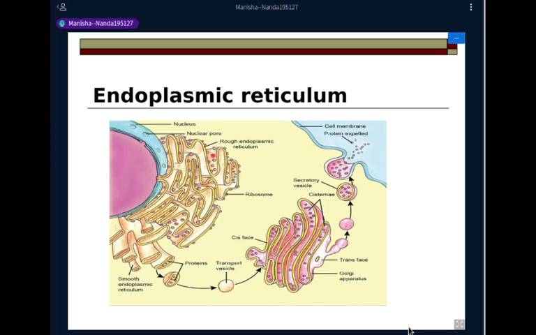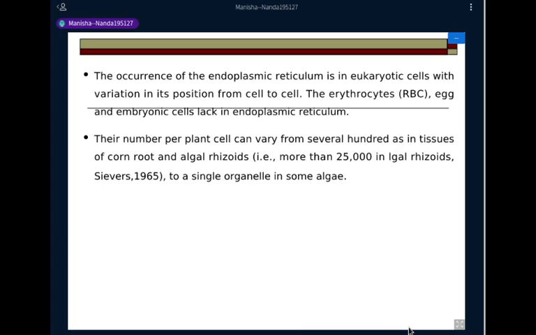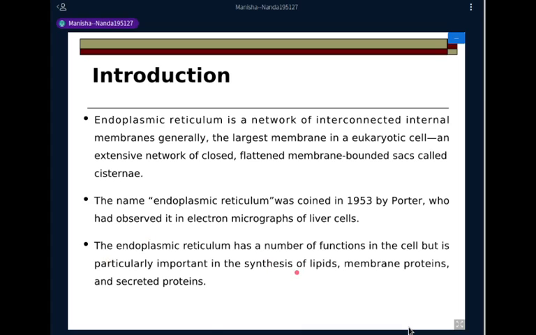Okay, so it is not actually synthesizing proteins. I'll make it clear again. It is only providing a surface for the synthesis of proteins. And the smooth part, which is not granular, this smooth endoplasmic reticulum is mainly involved in the synthesis of lipids. So I hope this is clear to you. I'll just again read this sentence for you.